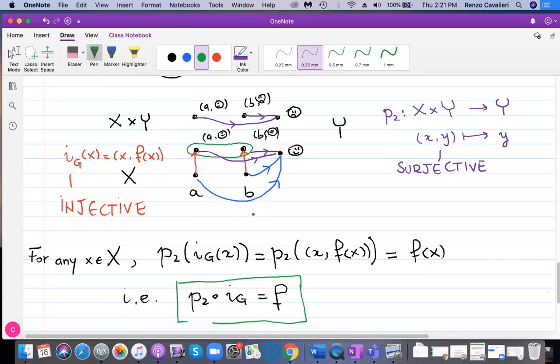That help a little bit? Yeah, that makes more sense. I didn't hear you when you did that. Yeah, so a and b are both elements of X and the first entries of the pairs that they're assigned to by IG, right? So if a is different from b, then certainly the pairs that they're sent to are going to be different because their first entry is different.